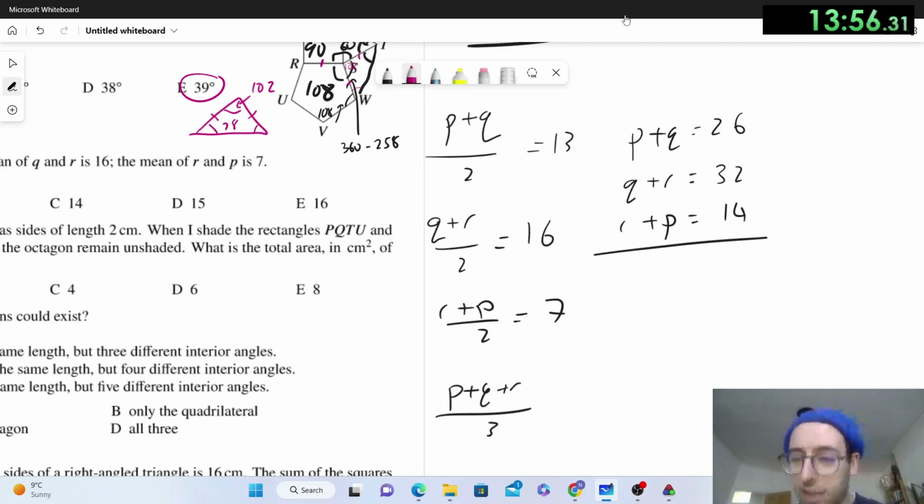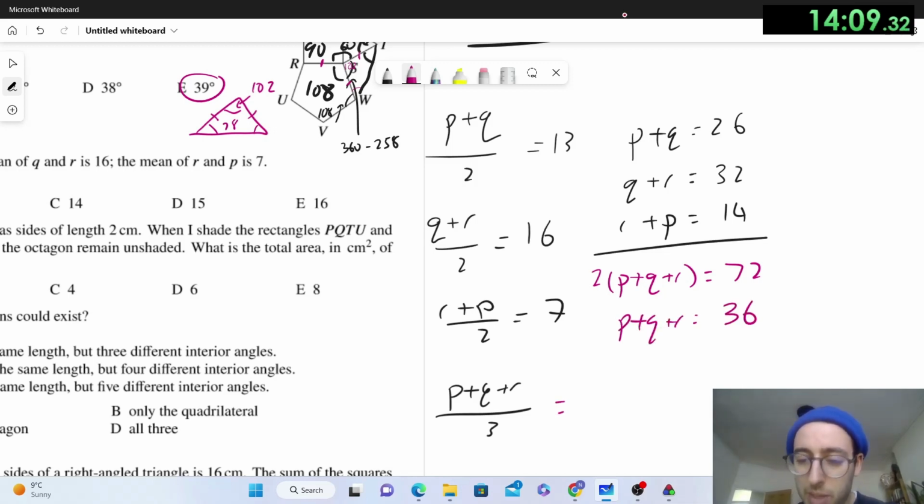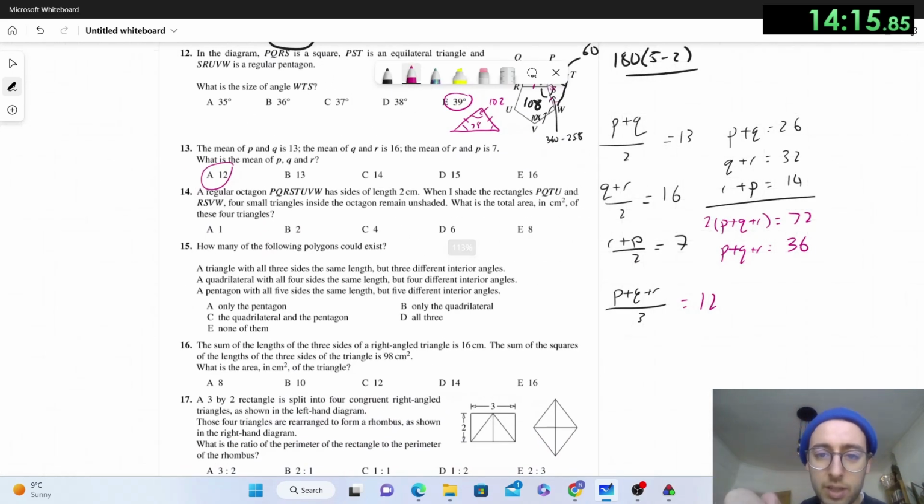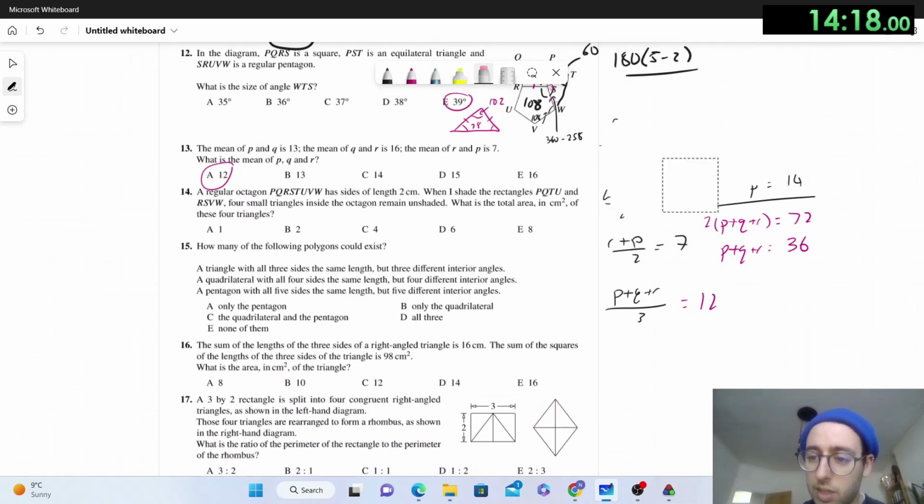Because then we add these together, we get 2 lots of P plus Q plus R equals these added together, which is 72. Divide that by 2, P plus Q plus R equals 36. So the mean of P, Q and R is that divided by 3, which is 12. Great question. Love that. Okay, let's rub out some working.